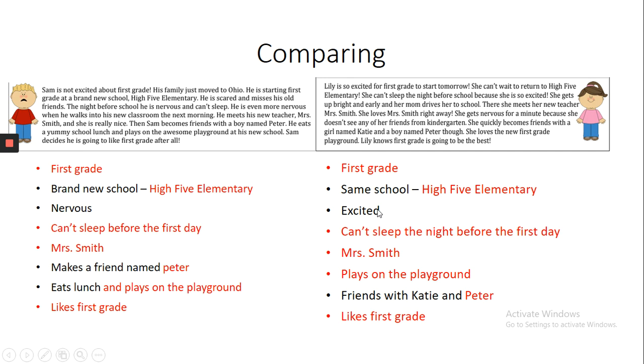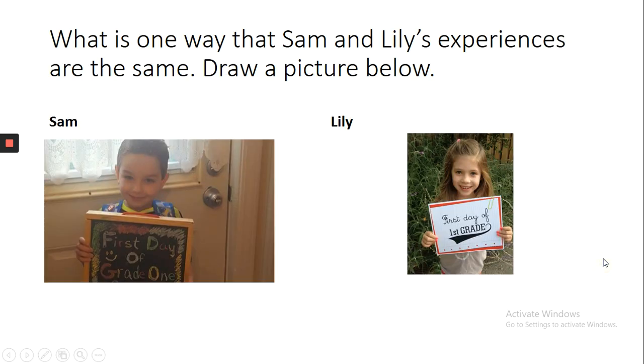Sam is nervous. Lily's excited. Can't sleep before the first day. And also Lily can't sleep before the first day. So that I highlighted, I put those in red. They both have Mrs. Smith for a first grade teacher. It says Sam made a friend named Peter, and so did Katie. So I put that in red as well. They both play on the playground. And at the end, they both decide that they like first grade and they're excited about first grade. So now we can see how they are the same because I put them side by side and I made it color coordinated.